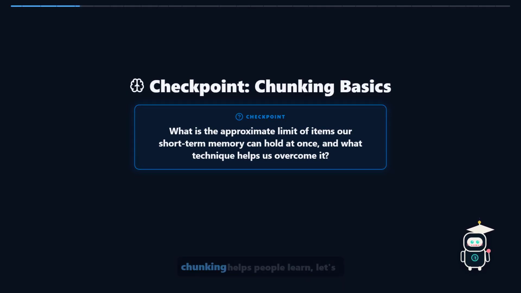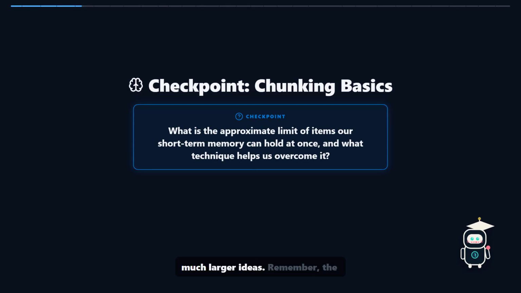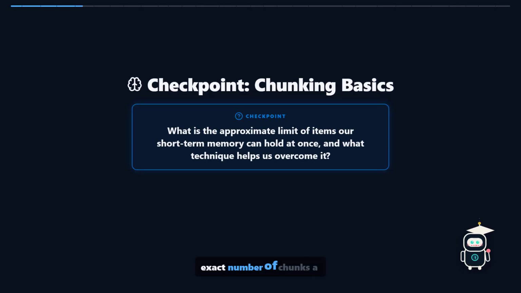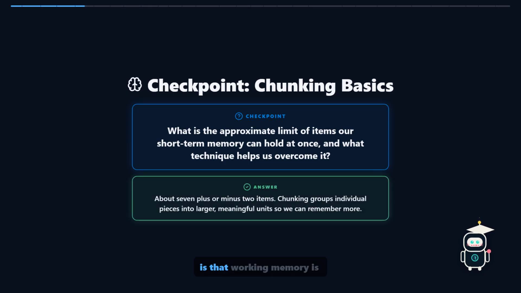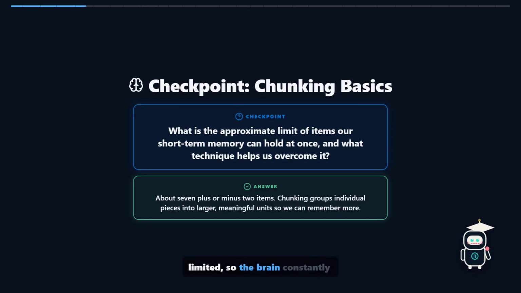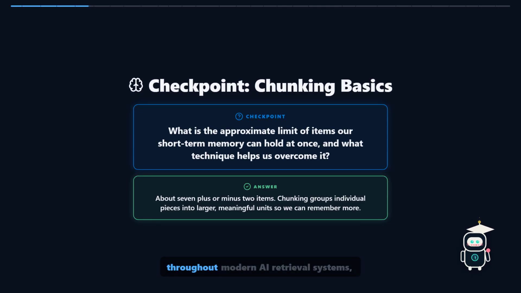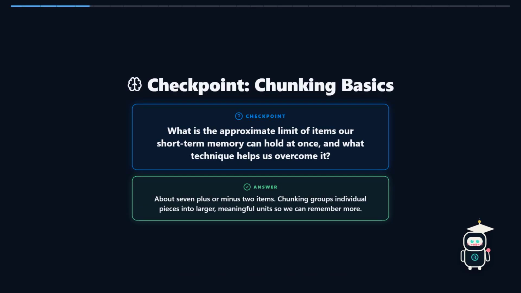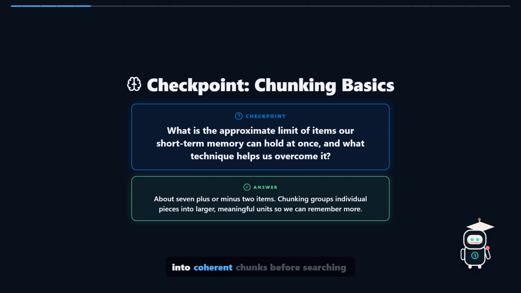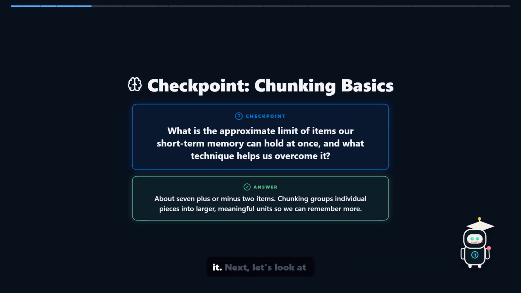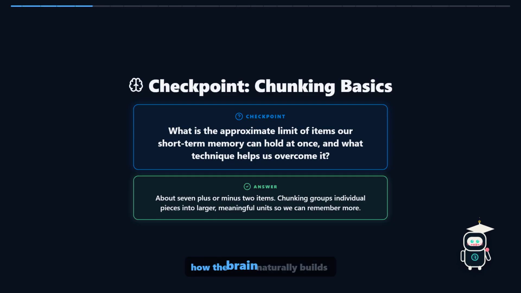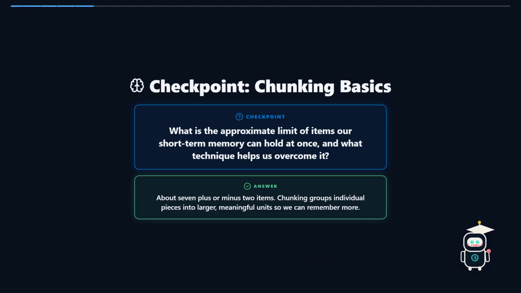Now that you understand why chunking helps people learn, let's see how the brain organizes much larger ideas. Remember, the exact number of chunks a person can hold isn't the important takeaway. The key insight is that working memory is limited, so the brain constantly organizes information into larger, meaningful structures. That same principle appears throughout modern AI retrieval systems, where we organize related information into coherent chunks before searching it. Next, let's look at how the brain naturally builds those hierarchies.